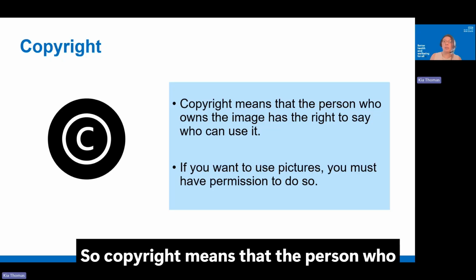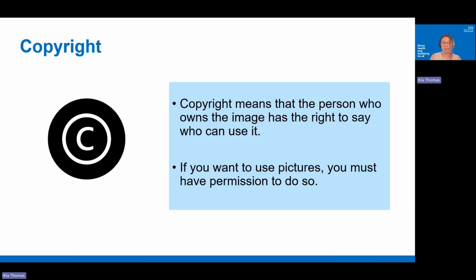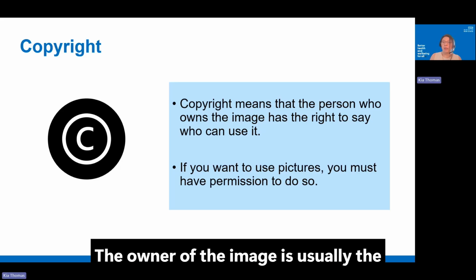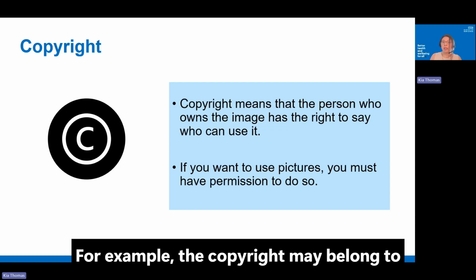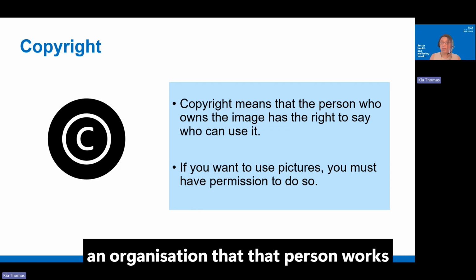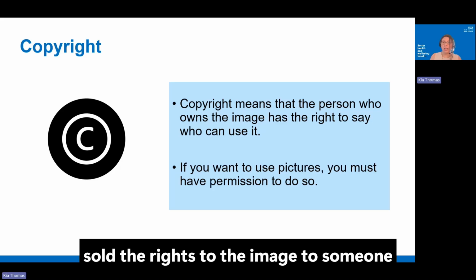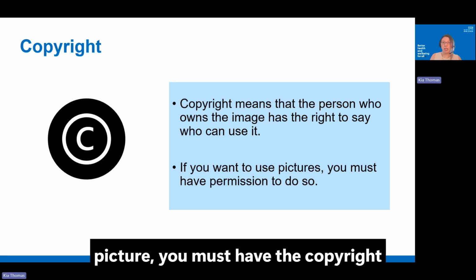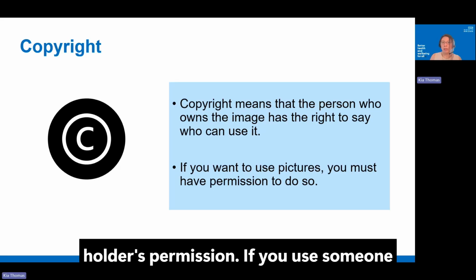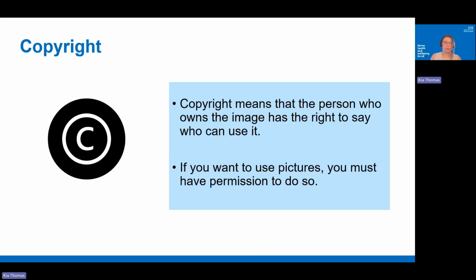So copyright means that the person who owns the image has the right to say who can use it and what for. The owner of the image is usually the person who created it, but not always. For example, the copyright may belong to an organisation that person works for, or the creator may have given up or sold the rights to the image to someone else. If you want to use a picture, you must have the copyright holder's permission. If you use someone else's picture without permission, they may be able to take legal action against you.